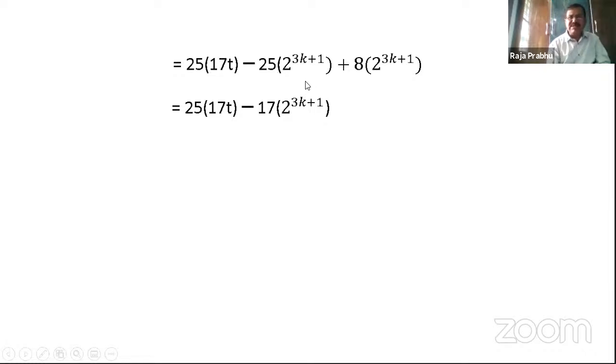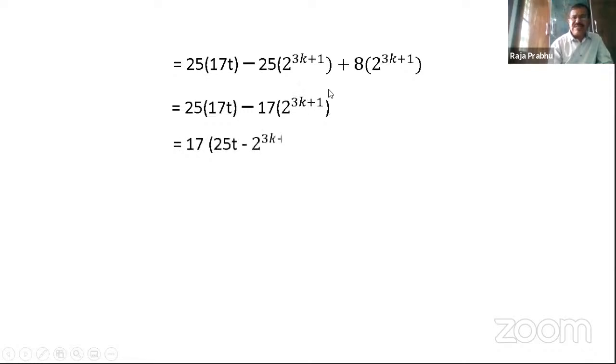For the understanding part, children follow me. Suppose you consider this 2 to the power of 3k plus 1 as some x. Here also x. Now this is minus 25x plus 8x. Minus 25 plus 8 becomes minus 17. The difference of these two, from minus 25 plus 8, is minus 17x, nothing but that is 2 to the power 3k plus 1, which is a very simple step. So I think I do not require much more explanation for this. I hope you might have understood this. Okay, now what did you get here finally? This is 25 into 17t minus 17 into 2 to the power 3k plus 1.